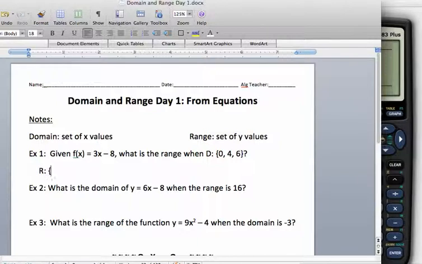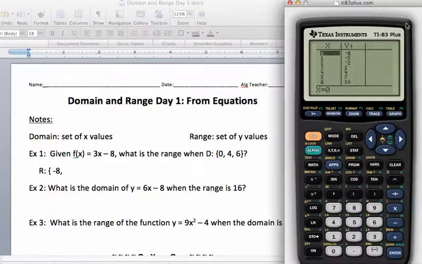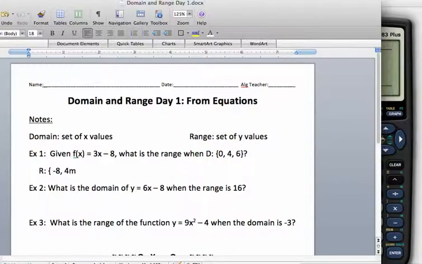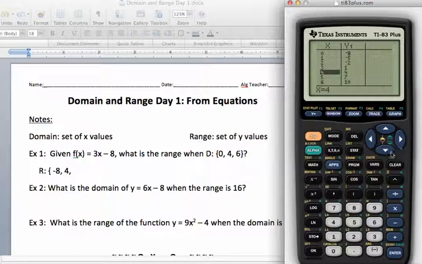Okay? And I'll even put this little guy. Negative 8, comma. And then I'm going to look when x is 4. So I scroll down to 4. And it is also 4. So 4, 4. So I'm going to put a 4 here. And then last but not least, we do the 6. So I'm going to go down to 6, and it says 10.